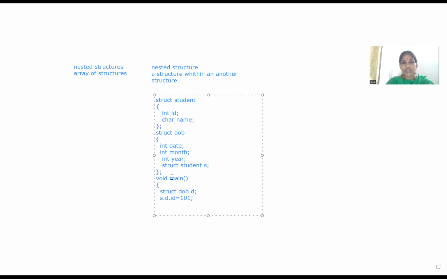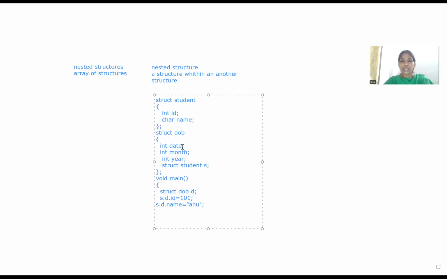To initialize the value for ID and name, we need to write s dot d dot, meaning the s variable where we have declared the date of birth. What is the date of birth structure variable? D. So that s dot d dot id equal to 101, s dot d dot name equal to some name. So this is the ID and name of the first structure.